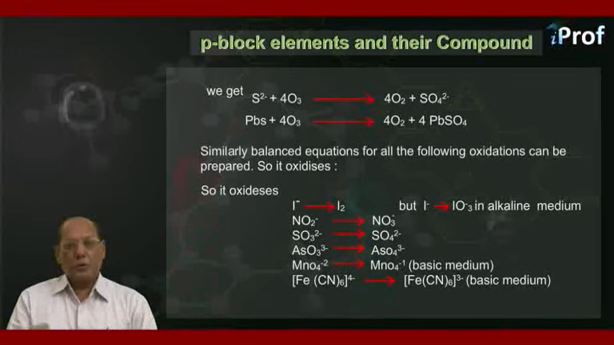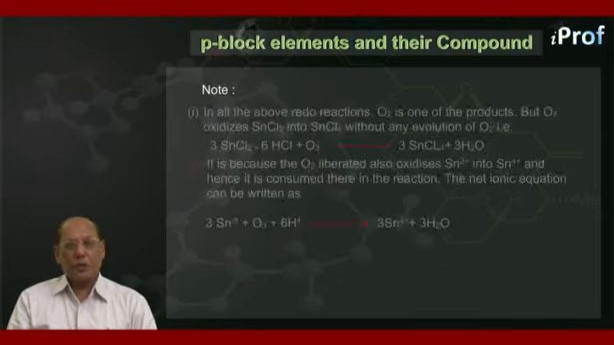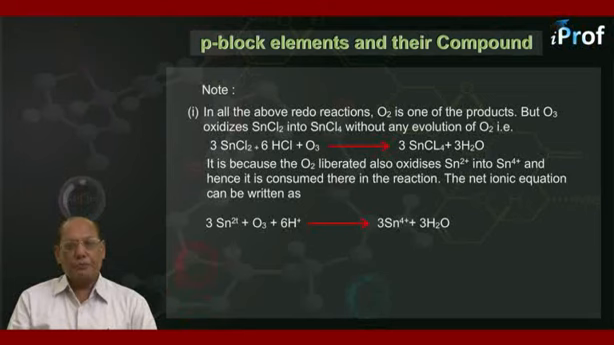Now, there is an important note carrying some points. The first point is, in all the above redox reactions, O2 is one of the products, but O3 oxidizes SnCl2 into SnCl4 without any evolution of oxygen. That is 3SnCl2 + 6HCl + O3. The products are 3SnCl4 + 3H2O.